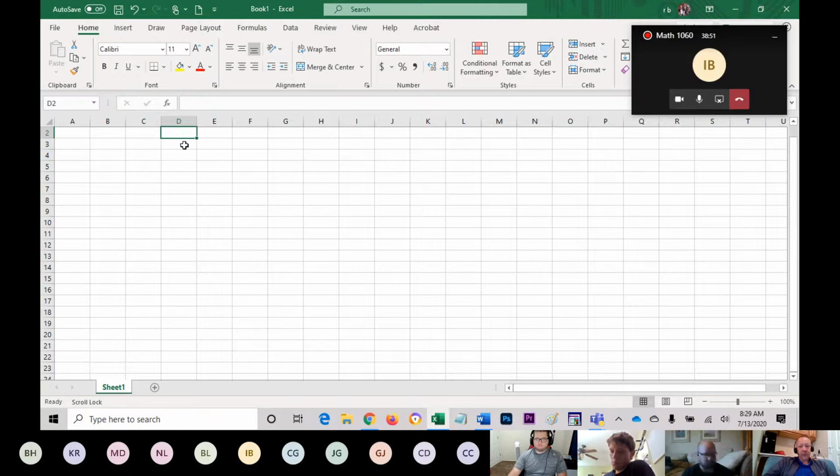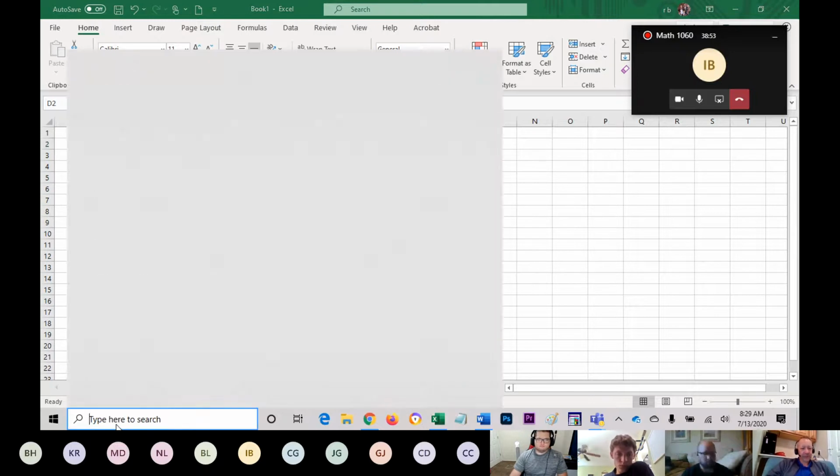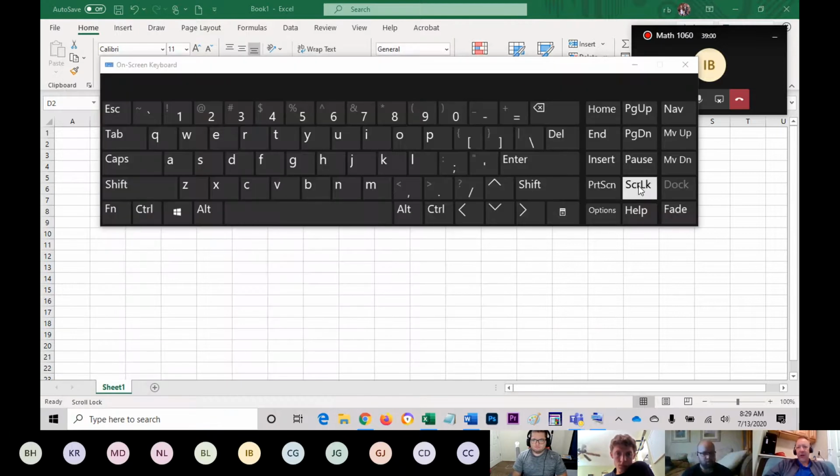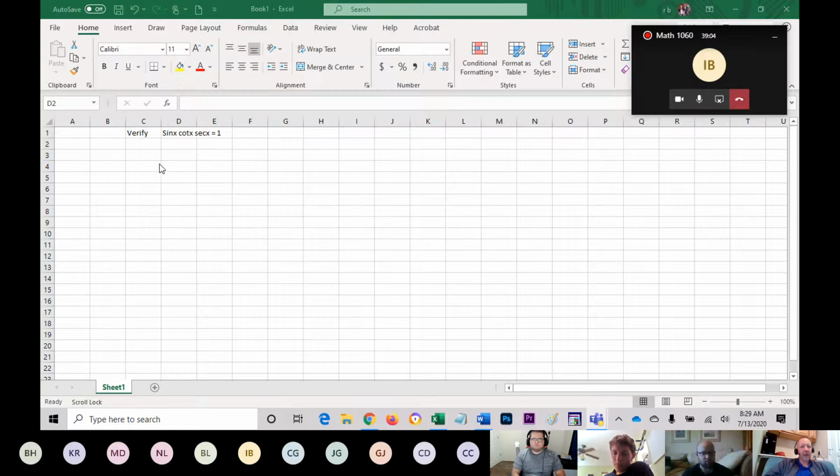Oh, I hate this. Just a sec, I gotta fix my keyboard. I don't know why this scroll lock goes on because I don't have a scroll lock button on my keyboard and it turns on all the time.